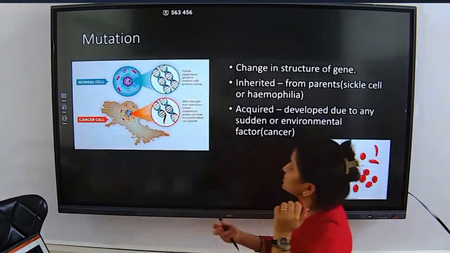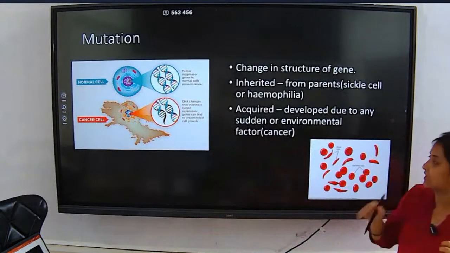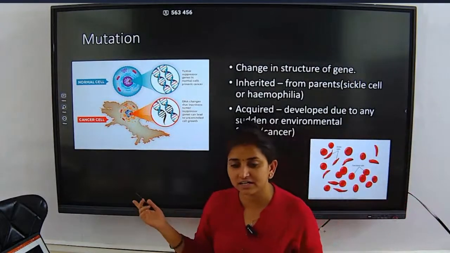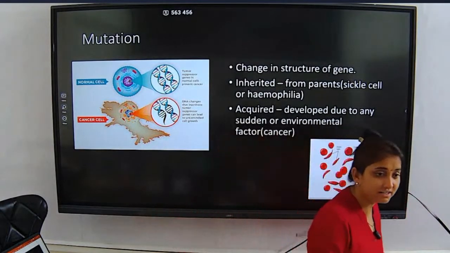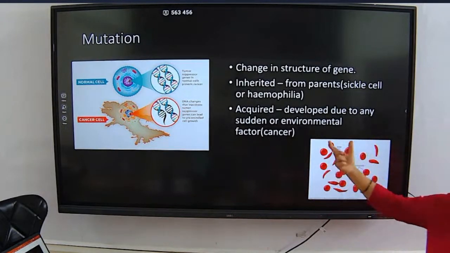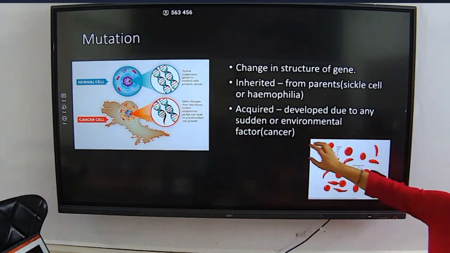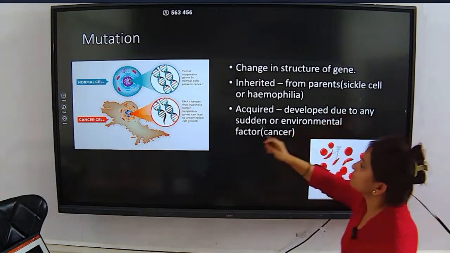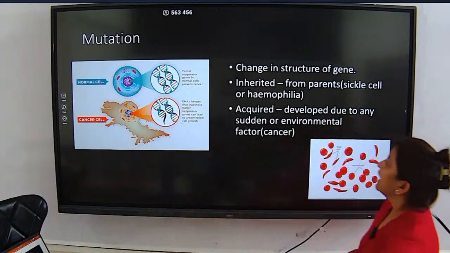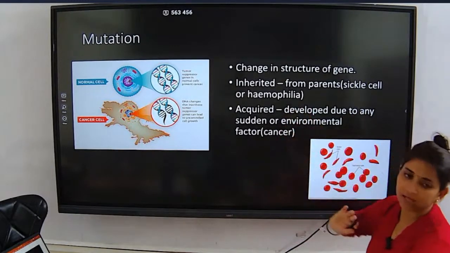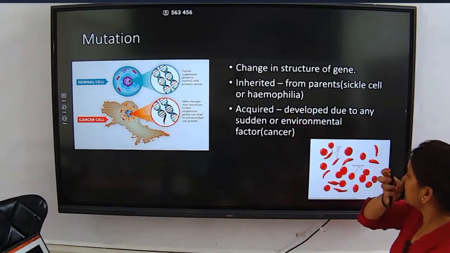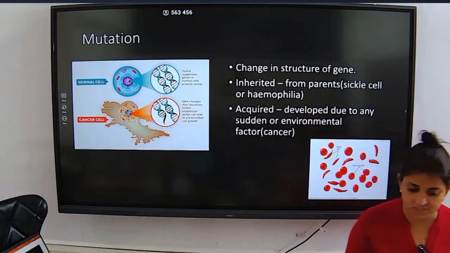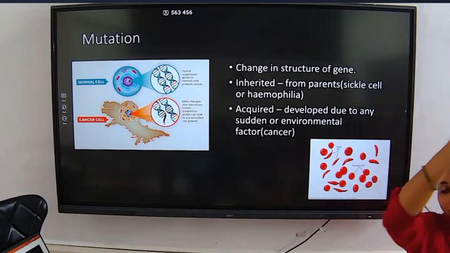Now, one more topic is left: mutation. Mutation is also a genetic change. We have studied genetic change also in variation, right? So you will see similarity here with respect to variation. In mutation also there will be certain genetic changes. This is occurring because of a change in the structure of a gene, and it can be inherited or acquired. Inherited means whatever genetic change an organism is witnessing coming from their parents.